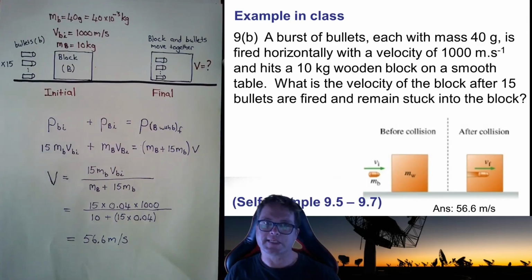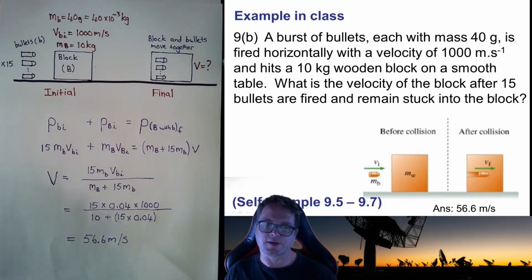Right, so now we take a look at an example involving the conservation of momentum. A burst of bullets, each with mass 40 grams, is fired horizontally with a velocity of 1000 meters per second and hits a 10 kg wooden block on a smooth table. What is the velocity of the block after 15 bullets are fired and remain stuck in the block?